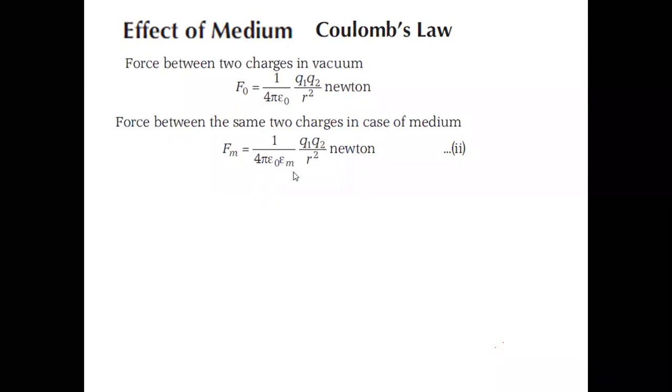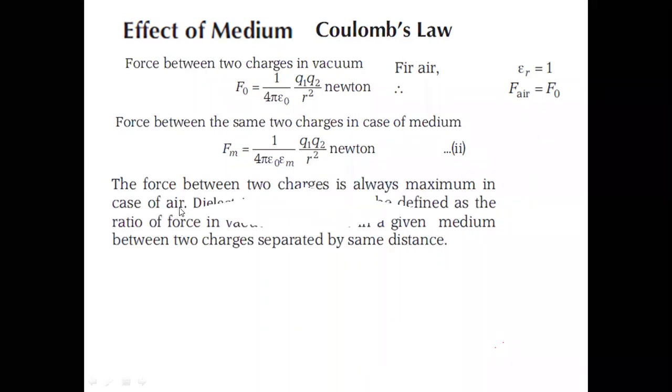Epsilon m stands for, yes, relative permittivity. What is this relative permittivity? It is a ratio of permittivity of the medium to permittivity of air. Let me show you very systematically. So for air, epsilon R, there is a small difference. Here this is permittivity of a medium. The product is going to be a simple relation. F air equal to F naught. Now, see this statement. The force between 2 charges is always maximum in case of air. This F naught is always maximum because the denominator is only 4 pi epsilon 0. Here it is epsilon m.